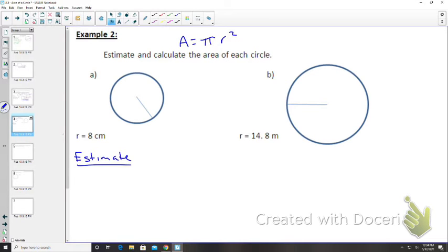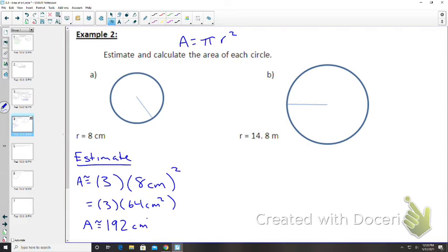So for estimate, remember area is pi r squared. If we're estimating for circle A, area is approximately 3, which is our pi approximation, multiplied by 8 centimeters squared. Okay, 8 times 8 is 64, and multiplied by 3: 60, 120, 180 plus 12. So area is approximately 192 centimeters squared. Okay, that's our estimation.